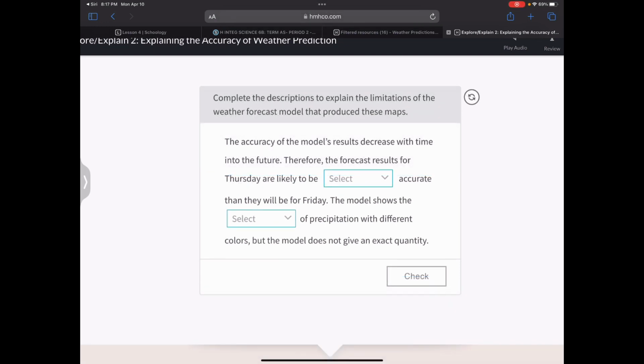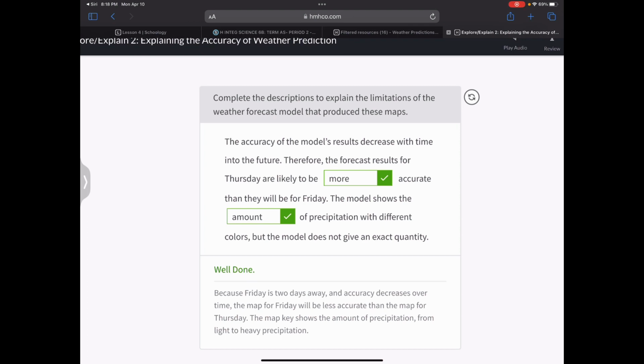Next, fill in the blank. The accuracy of the model's results decrease with time into the future. Therefore, the forecast results for Thursday are likely to be more or less accurate than they will be for Friday. The model shows the blank of precipitation: type, amount, or rate. The model shows the amount of precipitation with different colors, but the model does not give an exact quantity.